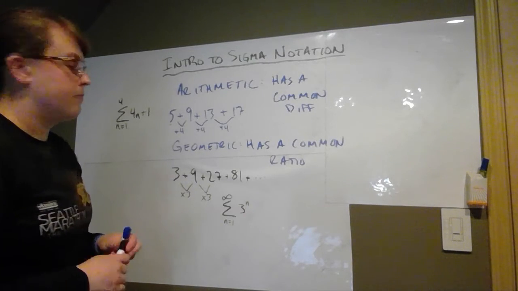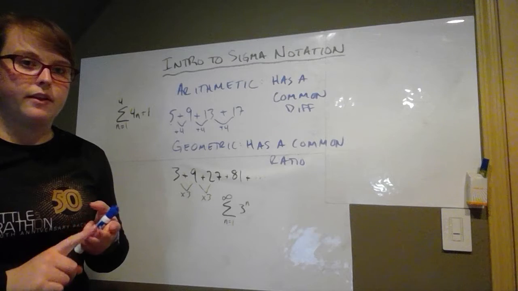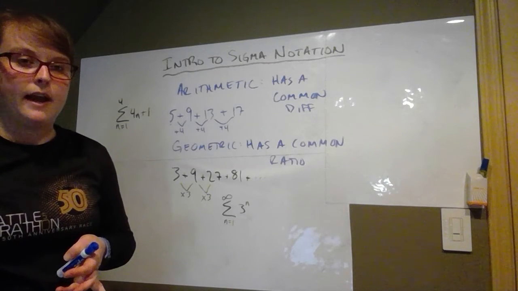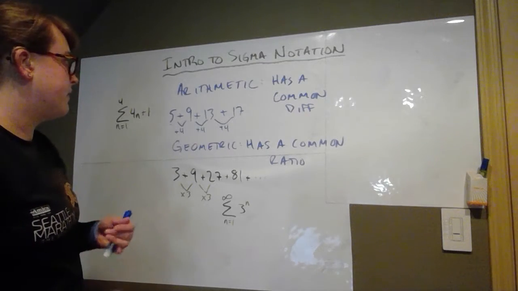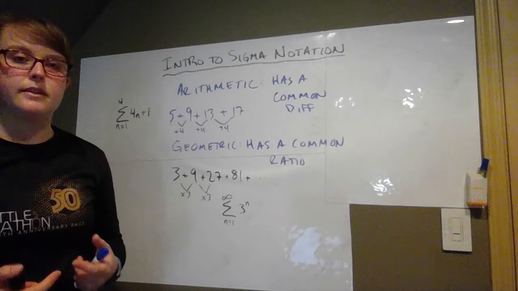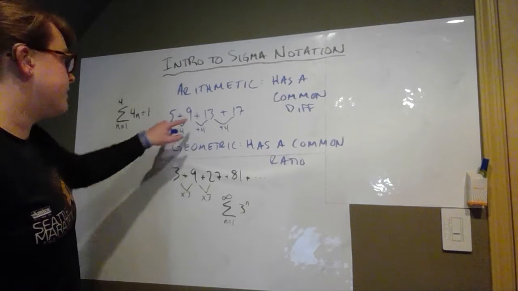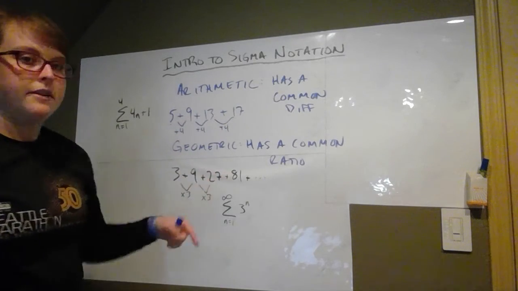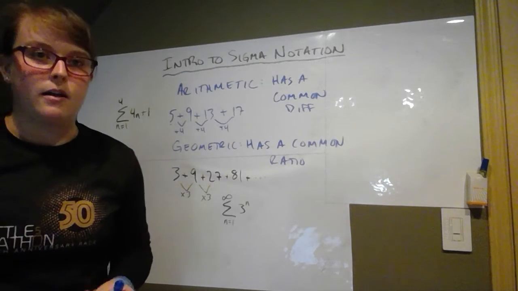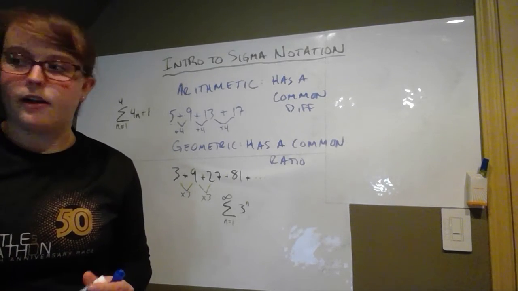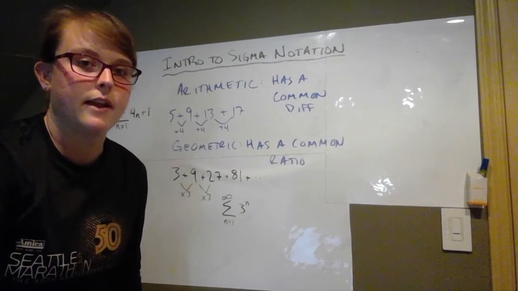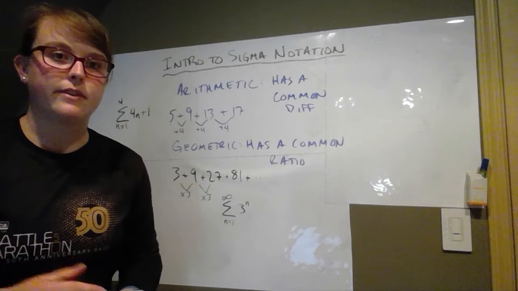Let's see. So far we've covered infinite versus finite. We've covered how many terms it has. And now we've covered just very basic arithmetic and geometric, so that we can start seeing some patterns if we are given a series written out and asked to put it into sigma notation. So that's all we're going to do for today. I'll probably put a little bit more next time on how to quickly sum arithmetic and geometric series.